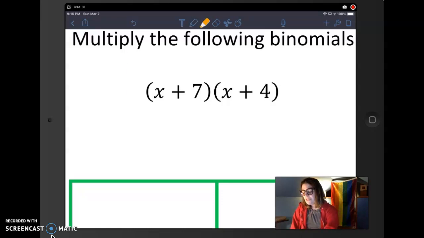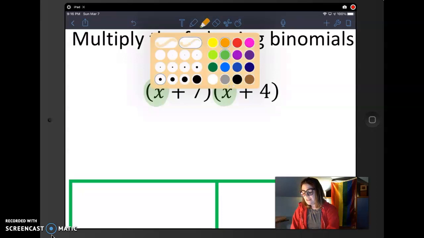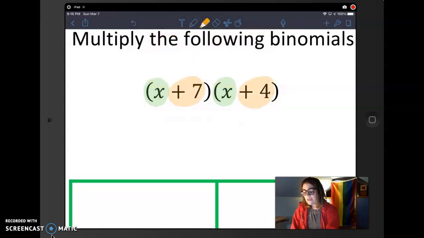We're going to use a strategy that we used a long time ago: we are going to highlight the X's in green, and we're going to highlight the numbers in yellow. That is a throwback to when we were solving equations. Now, we're not solving anything. There are no equal signs in this at all, because between these two parentheses, there's actually multiplication.